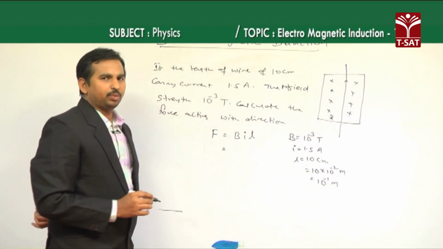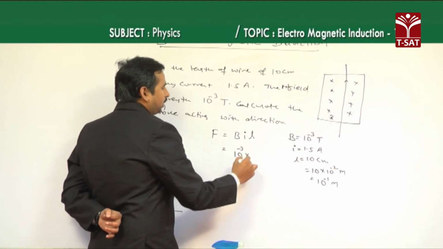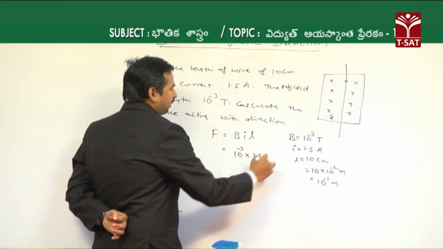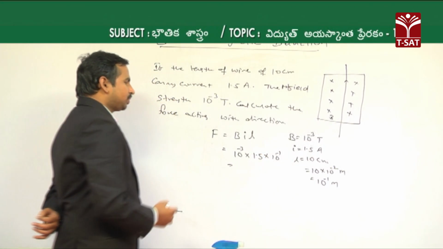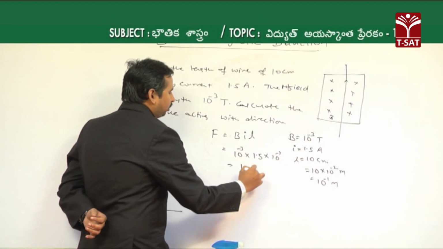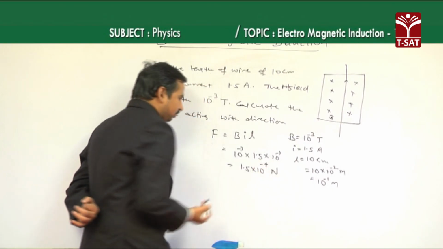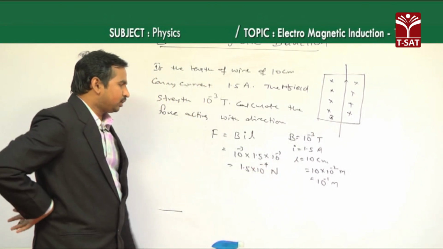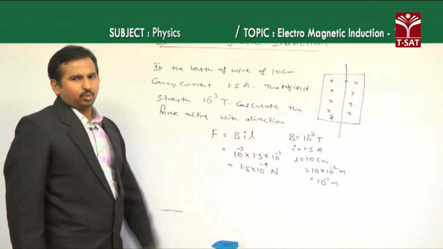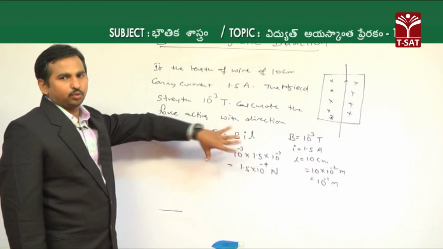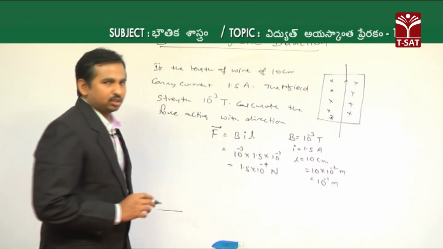As F is equal to BIL, where B is equal to 10 power minus 3, I is equal to 1.5 and length is 10 power minus 1, then in total it becomes 1.5 into 10 power minus 4 newtons. Okay. So, this is the force acting on the current carrying wire. Now, we got the magnitude of the force acting, but as force is a vector quantity, we have to give the direction also.